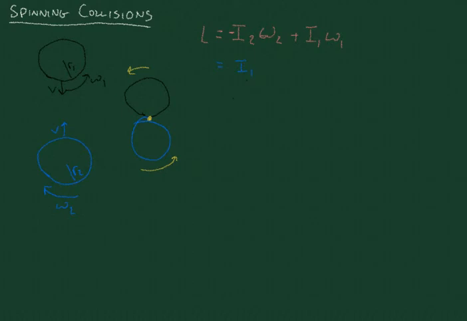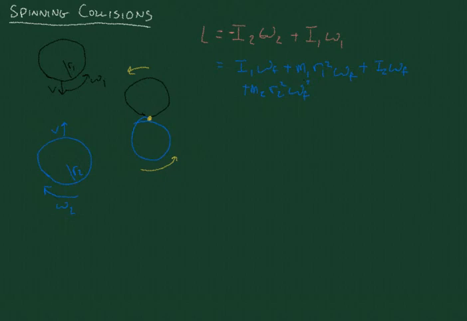Okay, and then afterwards the final angular momentum is going to be the moment of inertia of the first disk times omega final, plus its mass times its radius squared times its final angular velocity, plus the moment of inertia of the second disk times the final angular velocity, plus its mass times its radius squared.